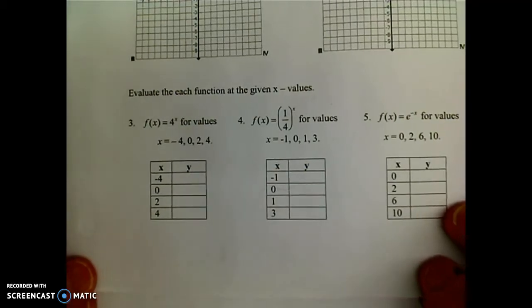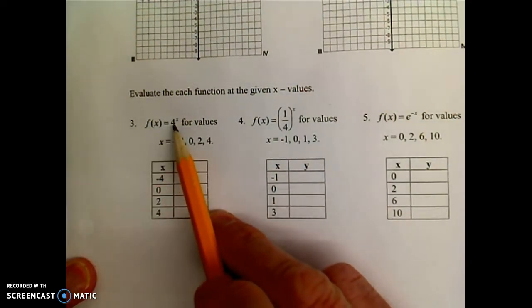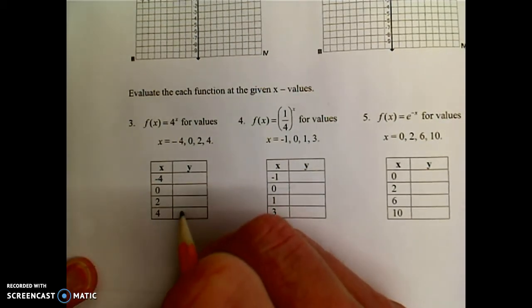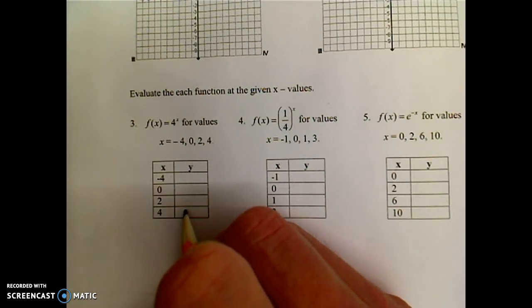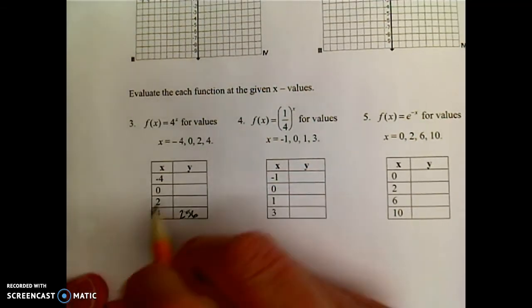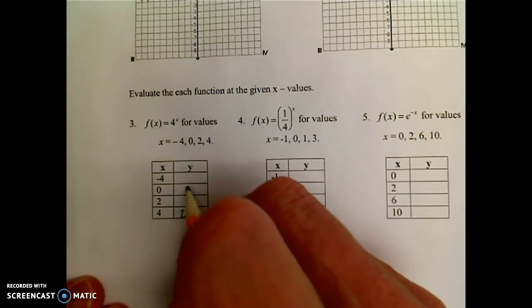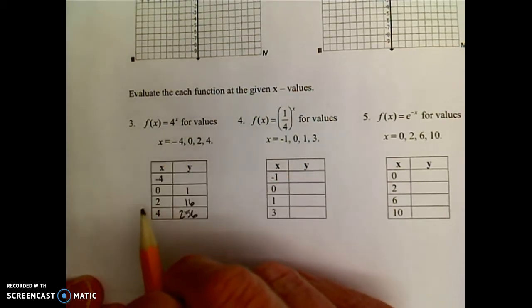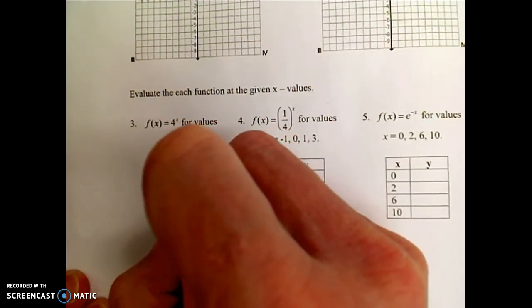So let's see what happens just when we plug in some different values. F of x equals 4 to the x power. If I do 4 to the 4th, okay, so 4 times 4, that's 16, times 4 again is 64. 64 times 4, 256. 4 squared is 16. 4 to the 0 power, that's 1. 4 to the negative 4th power, that's 1 over 4 to the 4th, 1 over 256.